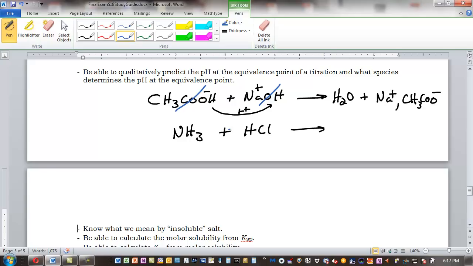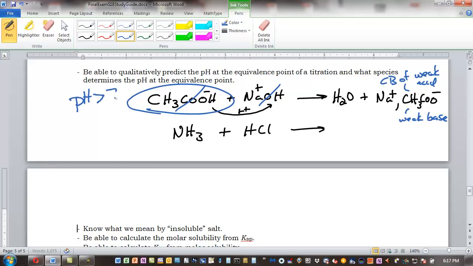We'll make it more basic. That is the conjugate base of a weak acid. So let's write it up here, conjugate base of a weak acid. So here's your weak acid over here. That's its conjugate base. So a conjugate base of a weak acid is what? It is a weak base. But it is a base. So it will make the solution basic. For this one, pH will be greater than 7 at the equivalence point.